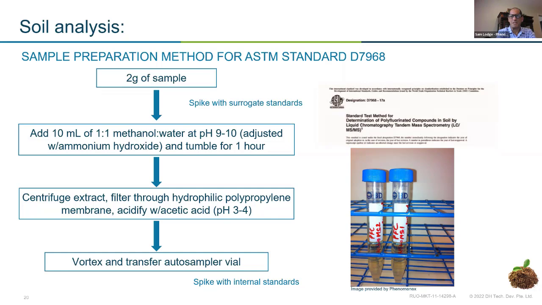1633 does have an SPE step following this methanol extraction, which will concentrate down 250 times, making it a more sensitive assay, as well as removing a lot of the interferences that are found in the soil. Next slide, please.